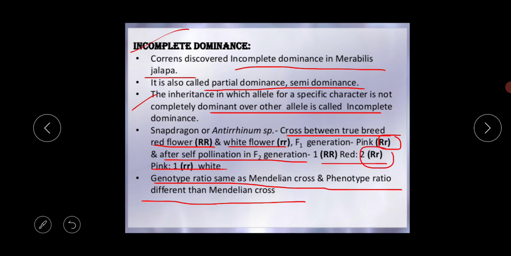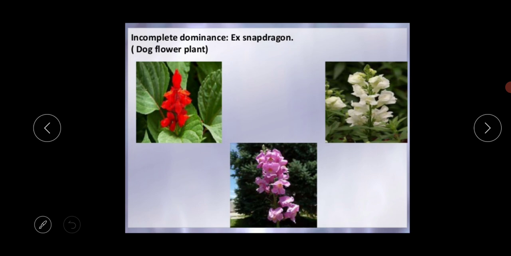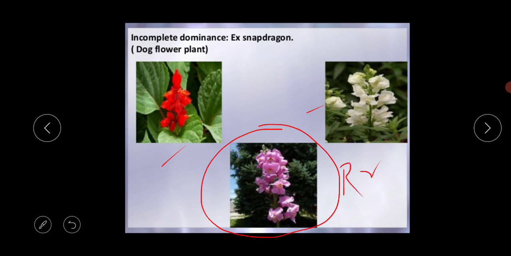Here the heterozygote, capital R and smaller r, does not resemble either parent, so that's why this gives the pink color. This is the example of incomplete dominance. Just look at the structure: this is the red color, this is the white color, but we are getting a pink color flower. That's why the ratio is 1:2:1, because this is one parent, this is another parent, and the offspring is pink. The name of the flower is Mirabilis jalapa.